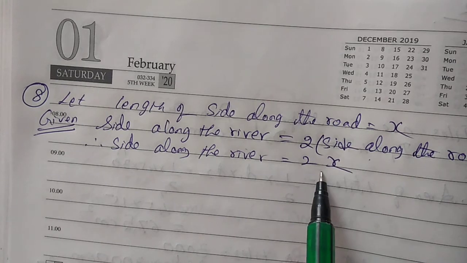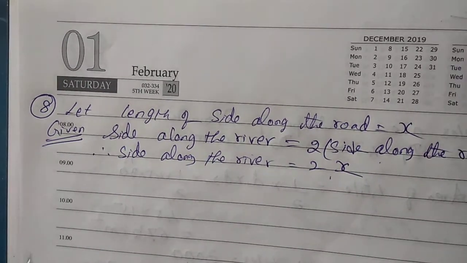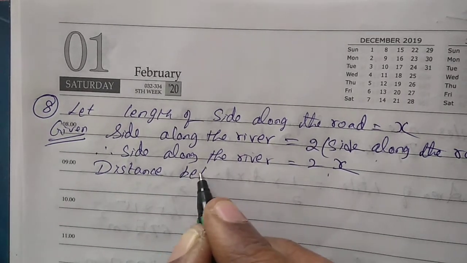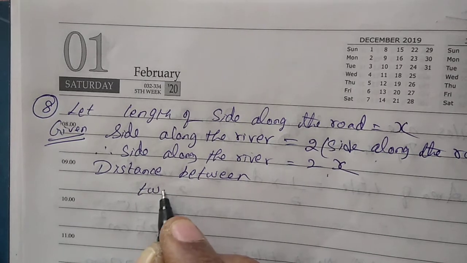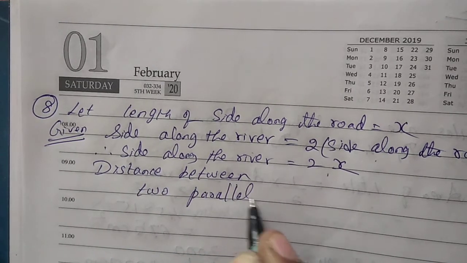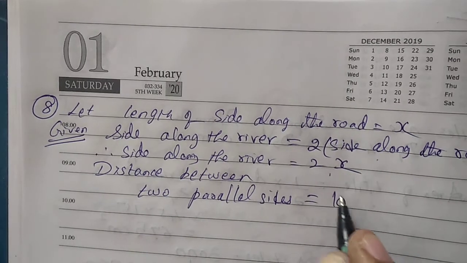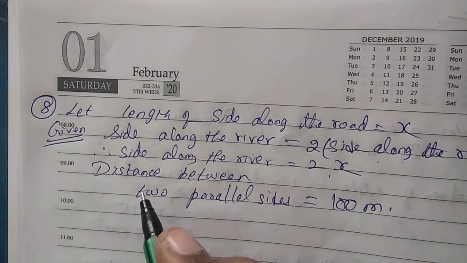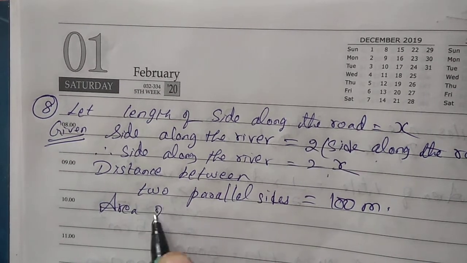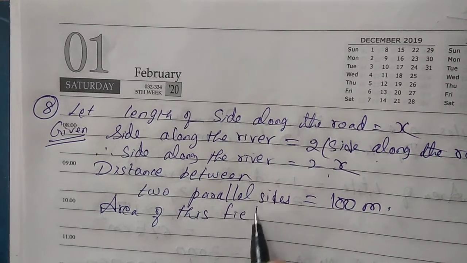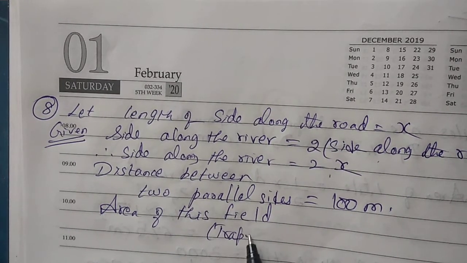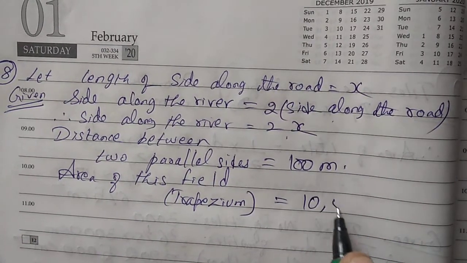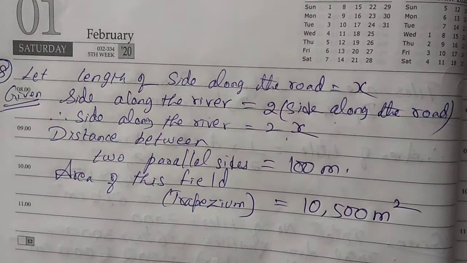And also given distance between two parallel sides is equal to 100 meter. And they have given area of this field. Area of this field. Field is in which shape? Trapezium shape. So this area of this field, which is in the shape of trapezium, is 10,500 meters square.